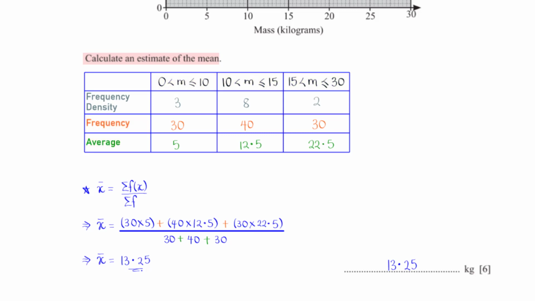So sigma f of x is 30 times 5 plus 40 times 12.5 plus 30 times 22.5, divided by 100. This gives us the mean as 13.25.